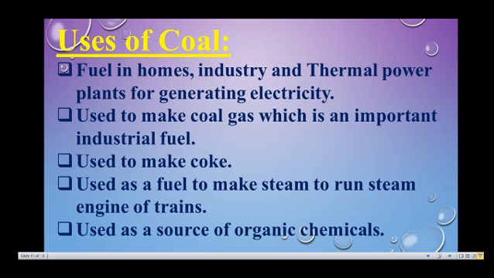And it is also used as a source of organic chemicals. So many organic chemicals are prepared with the help of coal. So it acts as a source of organic chemicals.